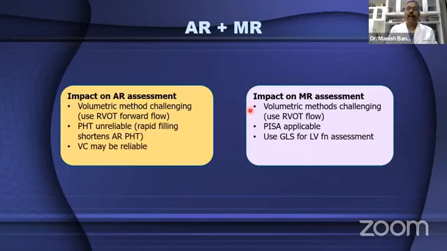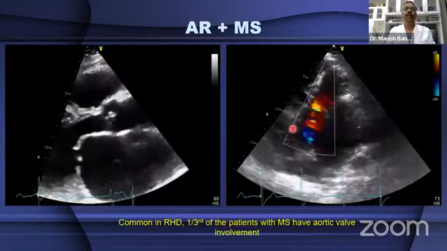On the other hand, MR assessment also becomes challenging. Once again, we can't use a volumetric method such as the continuity equation. We will have to use RVOT flow, and therefore the alternative will be PISA, which still remains applicable. And in these patients, assessment of LV systolic function also becomes complicated. We can't use EF for assessment of LV systolic function. GLS may be more helpful.